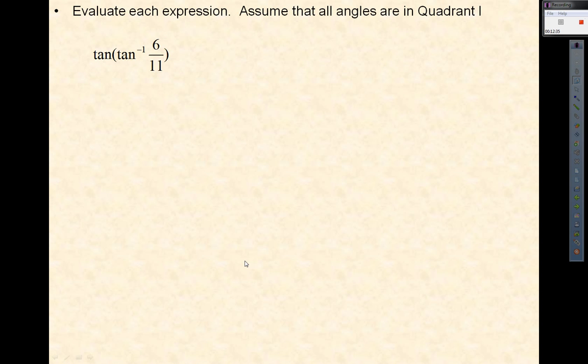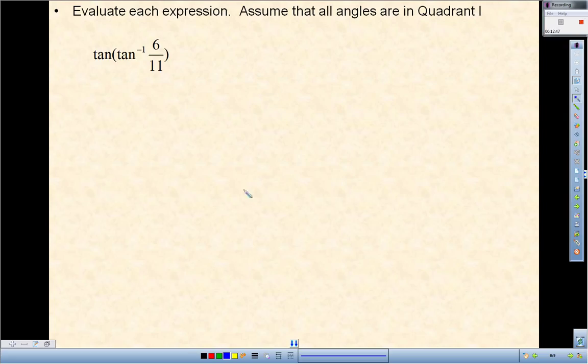Okay, another type of problem that you might see is one that looks like this. It says evaluate the expression, assume that all angles are in quadrant 1. So when we draw these triangles, we can draw them as if they are in quadrant 1. Well, this one isn't that difficult because if you notice, it wants you to find tangent of tan inverse of 6 over 11. Well, one thing you should remember about inverse trig functions is that whenever you do the inverse of its trig function, they cancel each other out. So tan and tan inverse cancel each other out, so this is just simply 6 over 11. So that's not that difficult.